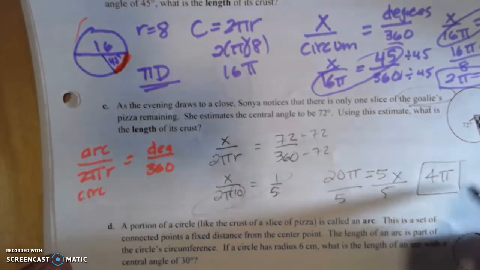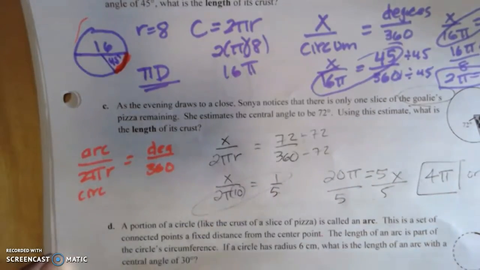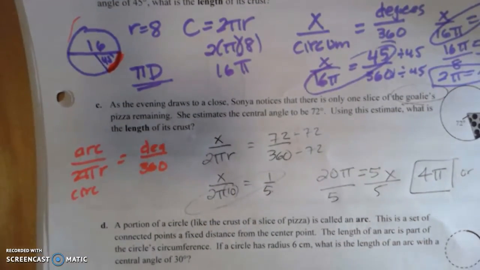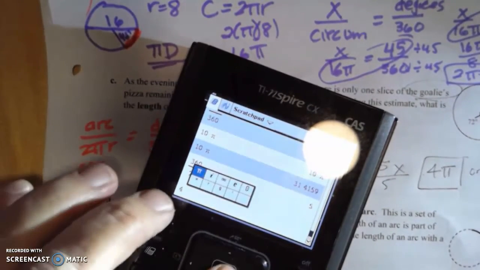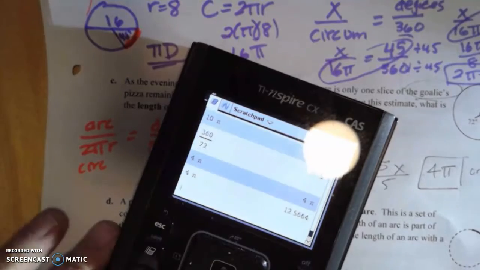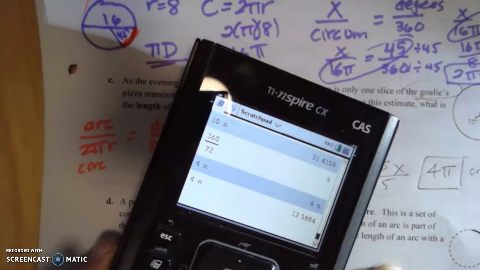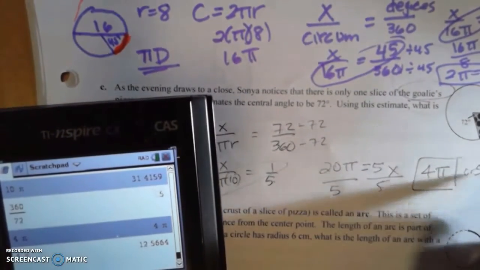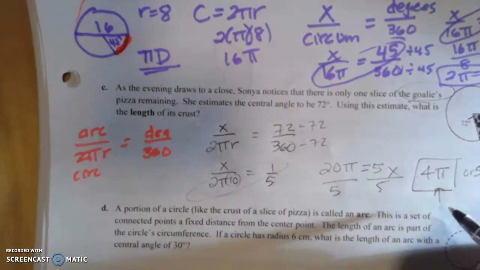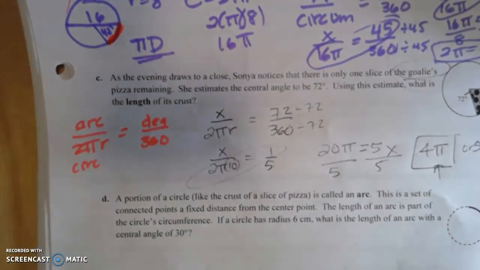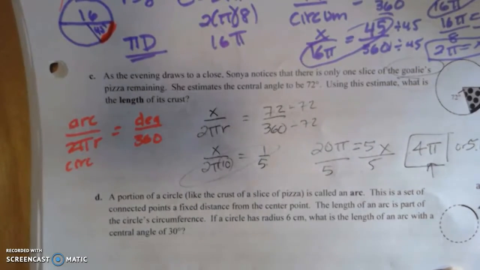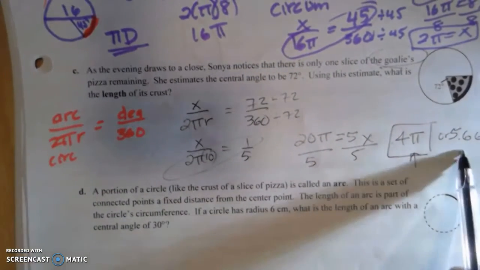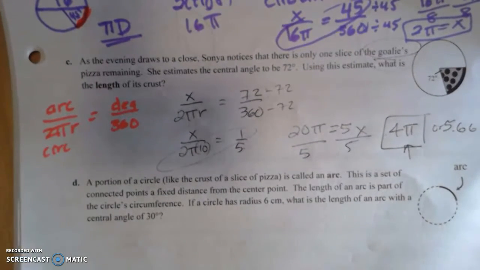So 4 pi. Or if I wanted to do 4 times 3.14, it's 12 point something. Let's calculate 4 times pi, which equals 12.566. But you can go ahead and leave your answer super exact by leaving it as pi. This is hard enough without having to convert stuff. On Delta Math, you might have to convert. So you have to look at that and see how your answers are supposed to be in Delta Math.